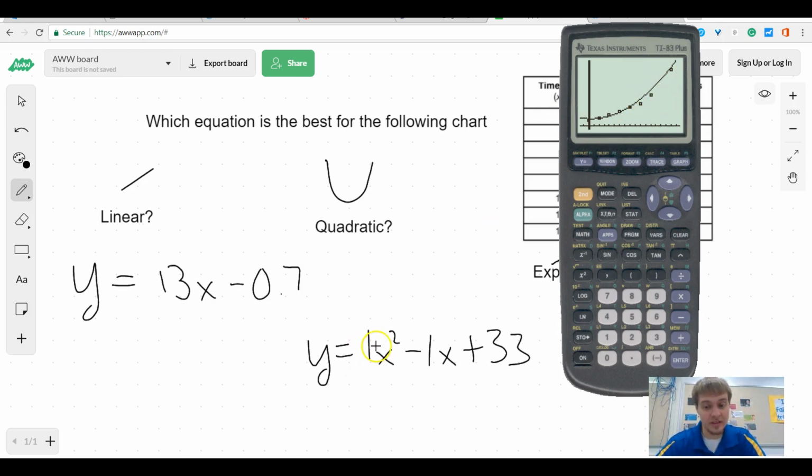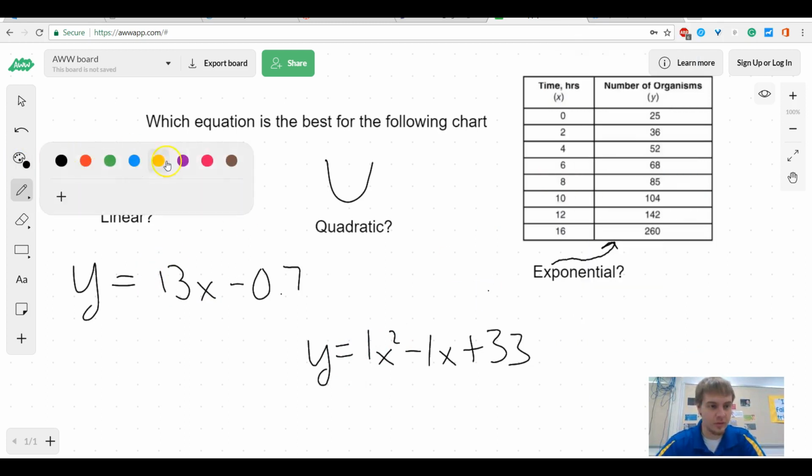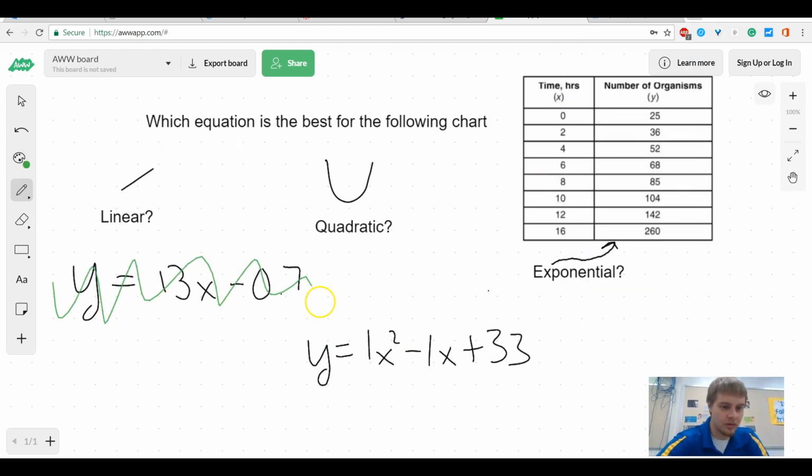So this one is, I think, stronger than this next one, so we're going to get rid of this. It definitely doesn't look as linear. This one looks a little bit better, but let's check the exponential one.